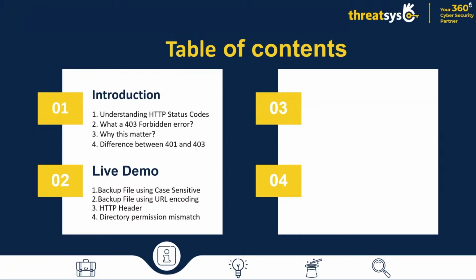accessed using case sensitivity. A forbidden backup file can be accessed using URL encoding, and by changing an HTTP header, how we can access a forbidden file, and how a directory permission mismatch can impact access to the forbidden file.